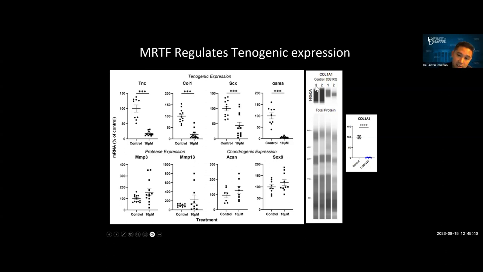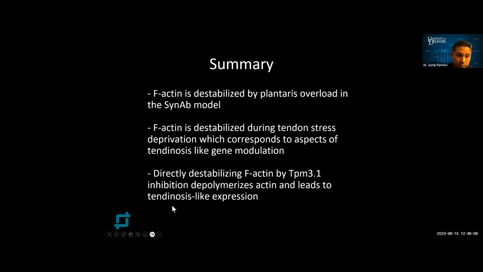We looked at the expression at the protein level of collagen 1, and we found that the effect on collagen 1 is consistent at the protein level. This was done via Wes capillary electrophoresis, and we quantified this, finding that there was a significant decrease in collagen type 1. So this suggests that the regulation of protease and chondrogenic gene expression via actin may be through mechanisms independent of MRTF.